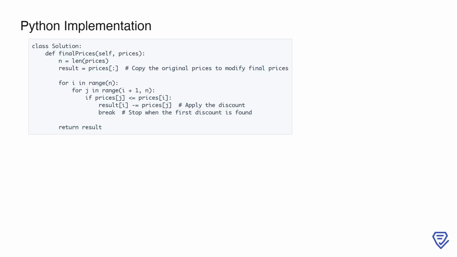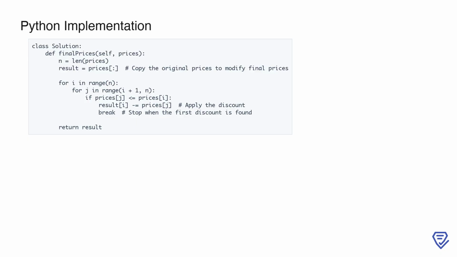The inner for loop starts from the index i plus 1 and iterates through the subsequent prices to find the first discount for the item at index i. The condition prices[j] <= prices[i] checks if the price at index j is less than or equal to the current item's price. If a valid discount is found, the corresponding value in result[i] is reduced by prices[j]. The break statement ensures we stop searching further discounts after finding the first one.